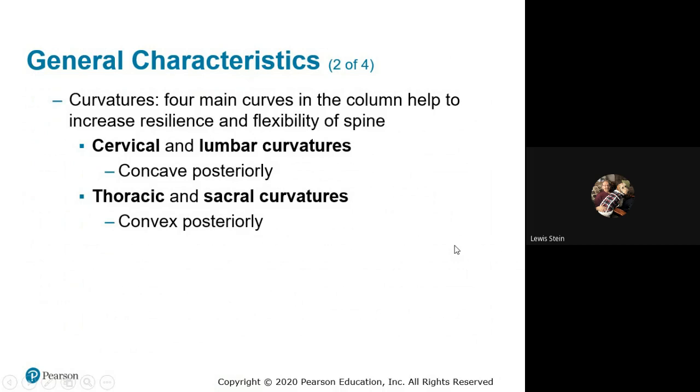There are curvatures. Okay, this gets back to a little bit of embryology. So understand, when we're born, if you think of when a baby is born, they're very C-shaped. So the curvature of the spine, looking from back to front, is convex, rounded, in the cervical, thoracic, lumbar, and sacral areas.